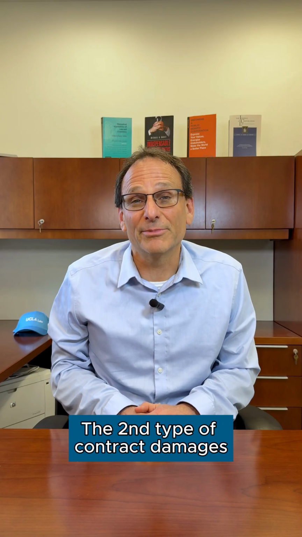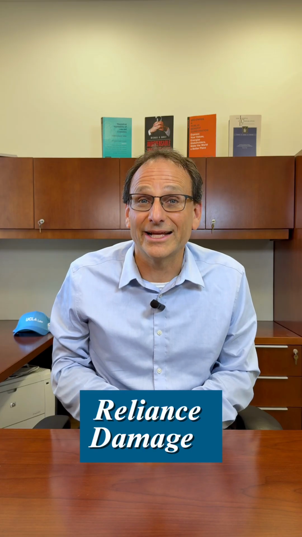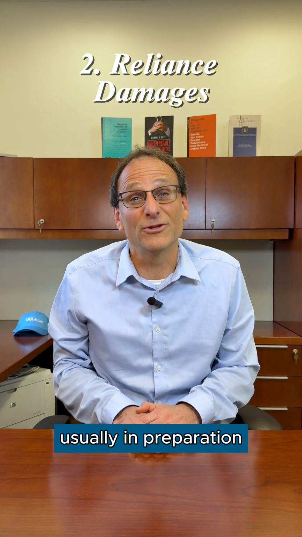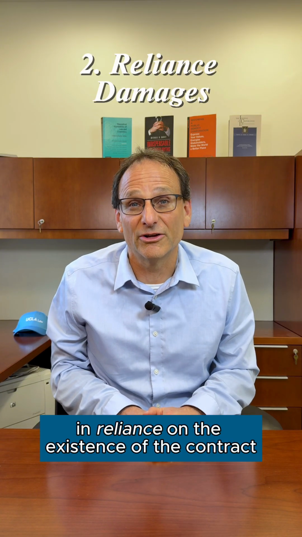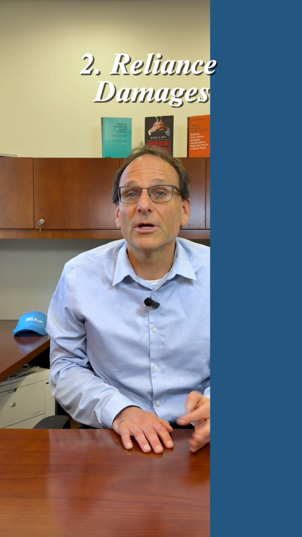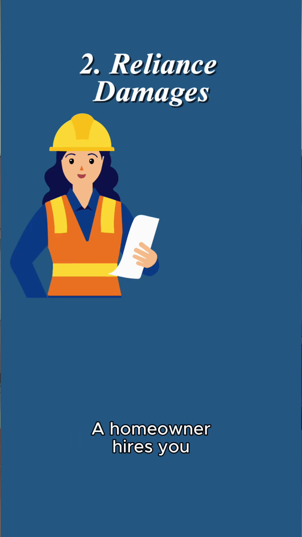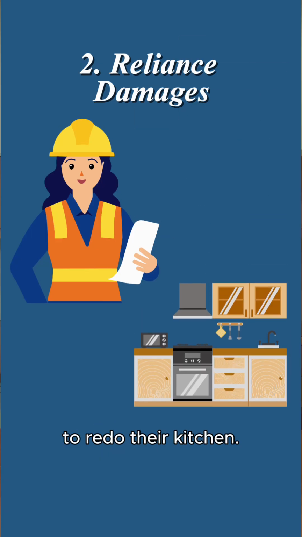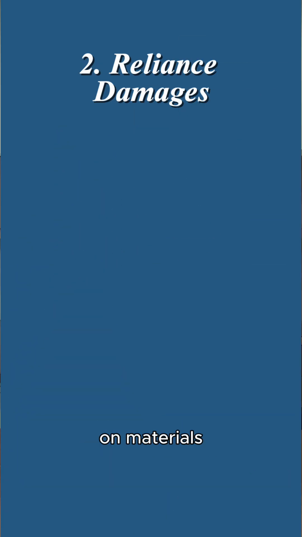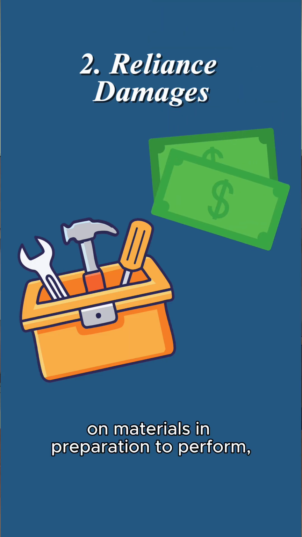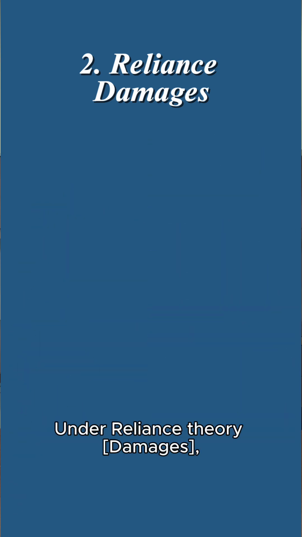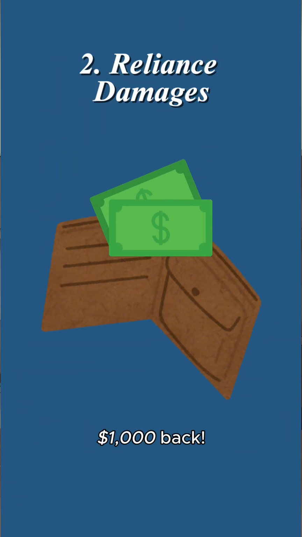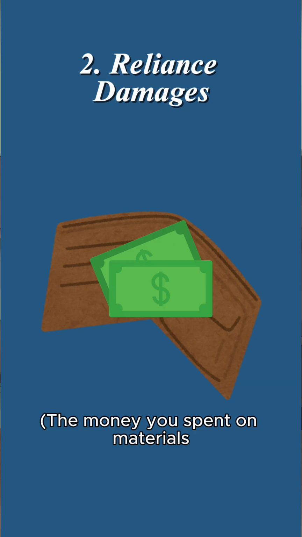The second type of contract damages is called reliance damages. This is money spent, usually in preparation for performance, in reliance on the existence of the contract. So, for example, you're a contractor. Homeowner hires you to redo their kitchen. You spent a bunch of money on materials, let's say $1,000 on materials in preparation to perform, and then they breach without justification. Under reliance theory, you're entitled to get that $1,000 back, the money you spent on materials getting ready for performance.